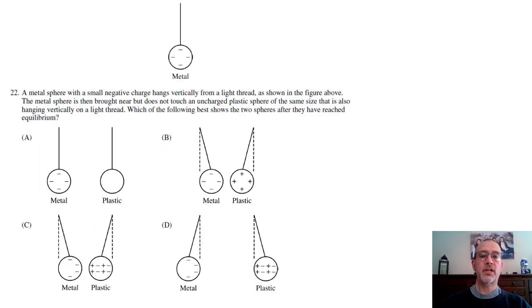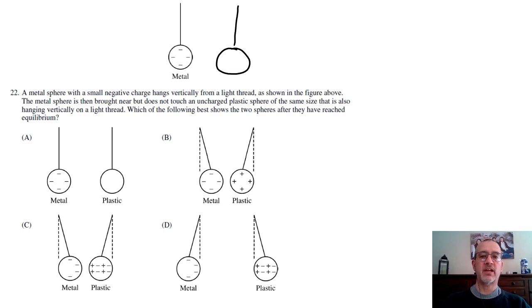Now question 22, we've got a metal sphere with a small negative charge. So it's a metal sphere, it's a conductor, hanging vertically from a light thread as shown in the figure above. It's then brought near, but does not touch, an uncharged plastic sphere of the same size that's also hanging vertically on a light thread. So now I've got a second one here that's plastic, meaning it's an insulator, and they're brought near each other. Which best shows the two spheres after they have reached equilibrium?